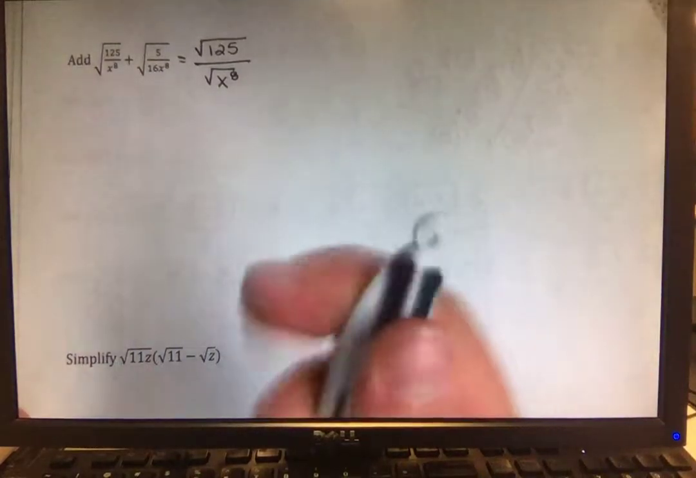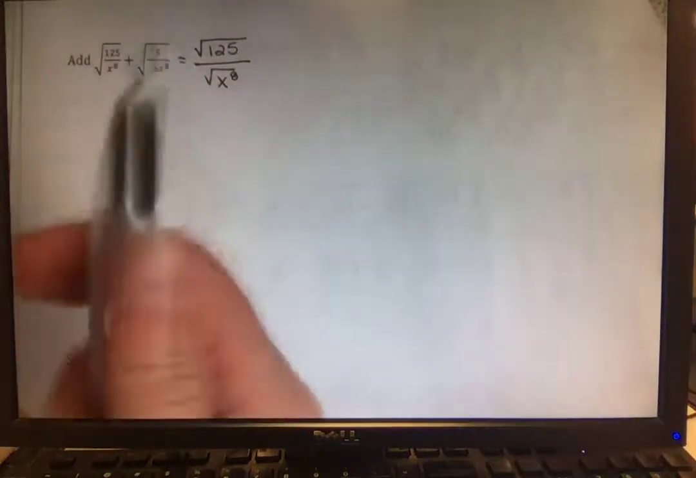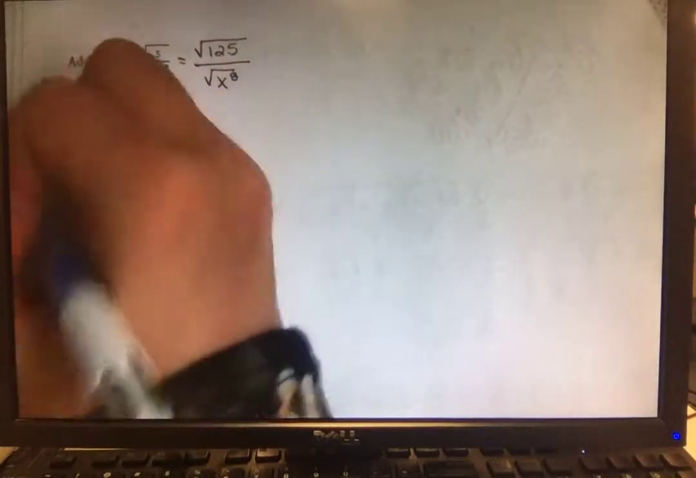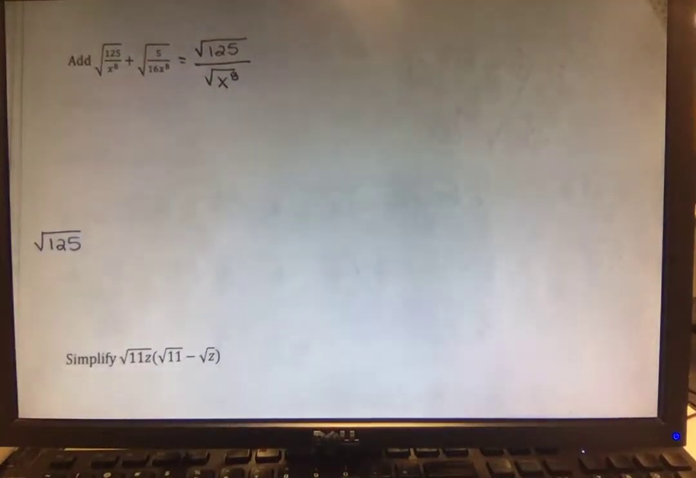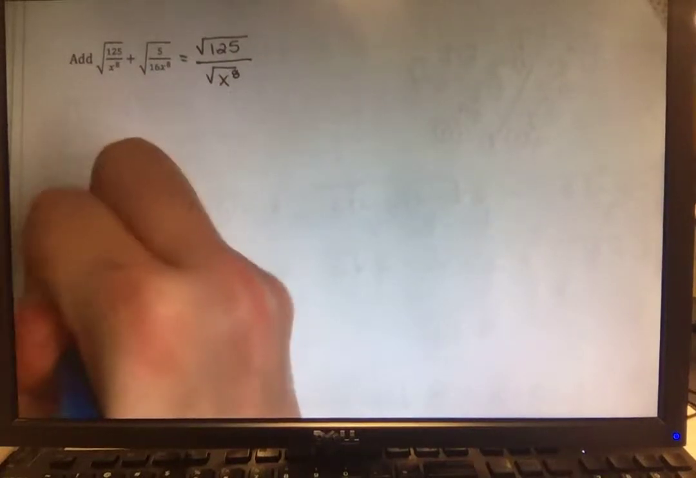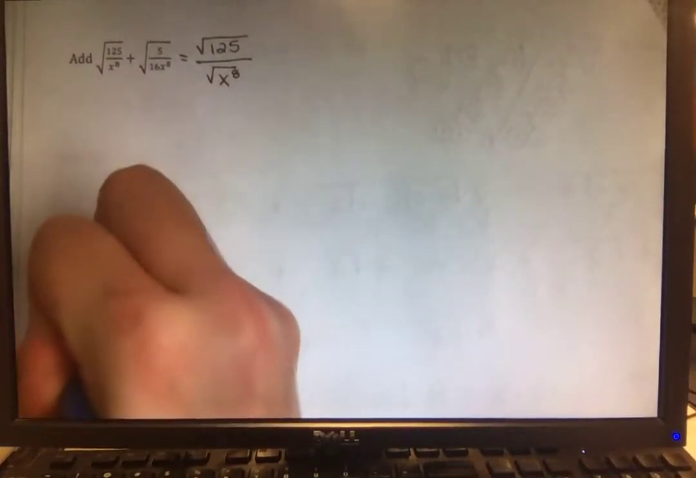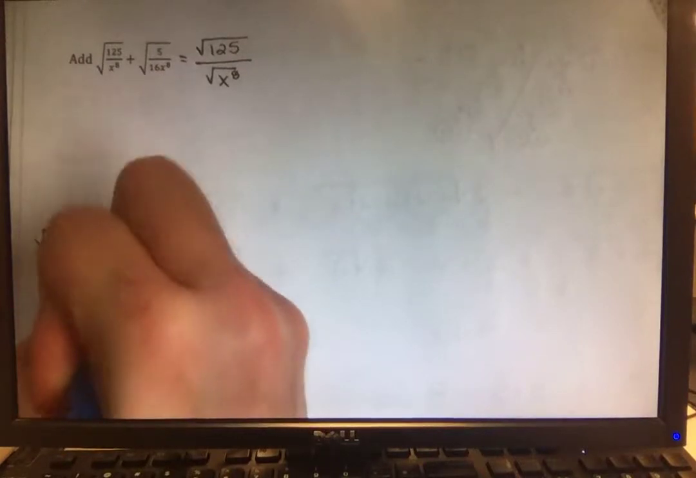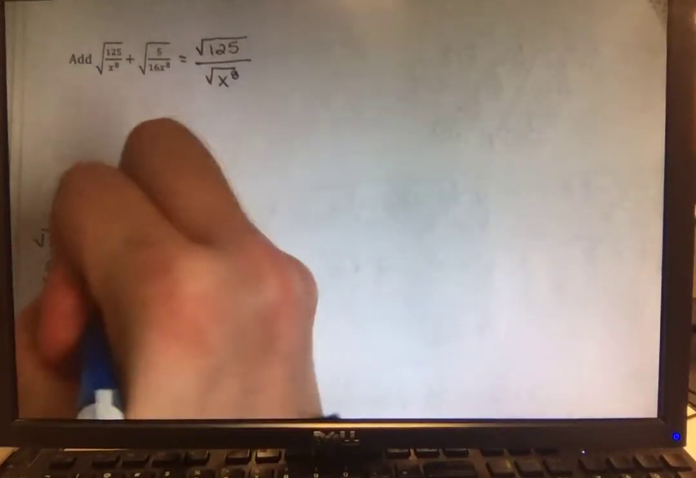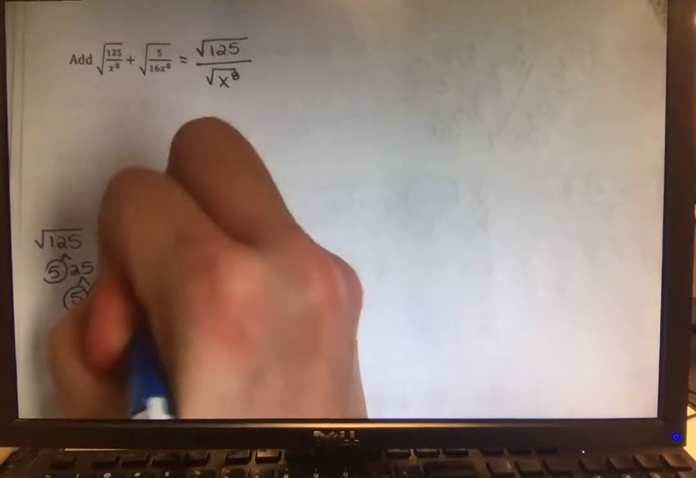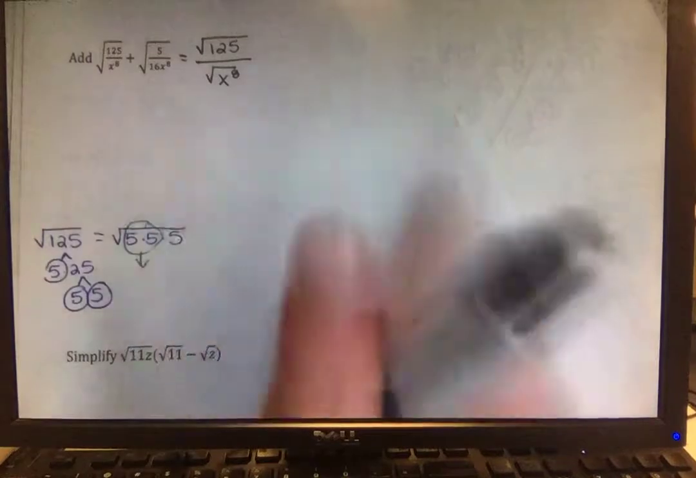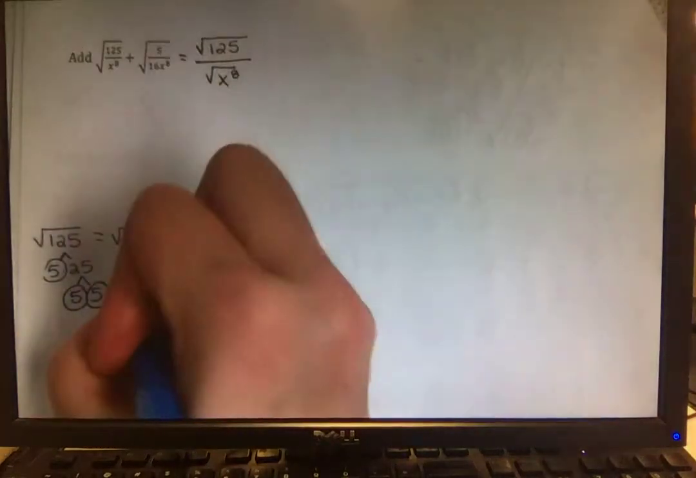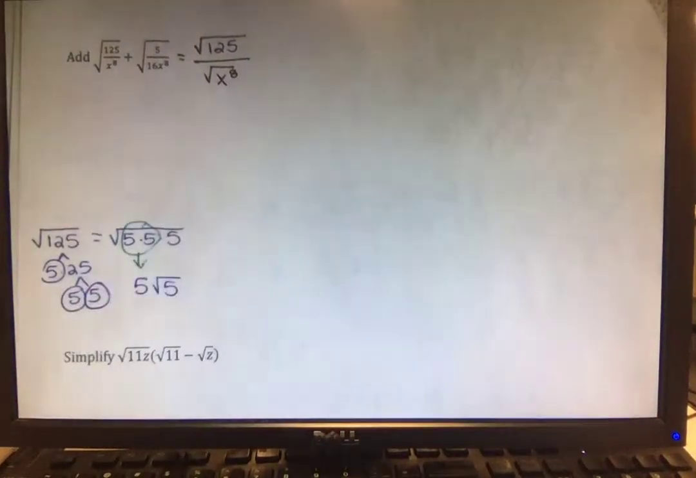So a little side note. We can simplify the square root of 125, which we know is 5 times 25. And 25 is 5 times 5. So underneath the square root, we really have 5 times 5 times 5. It is the square root, so we're taking out 2 of a kind. So those 2 5s are coming out front, and the 1 5 is left underneath the radical.